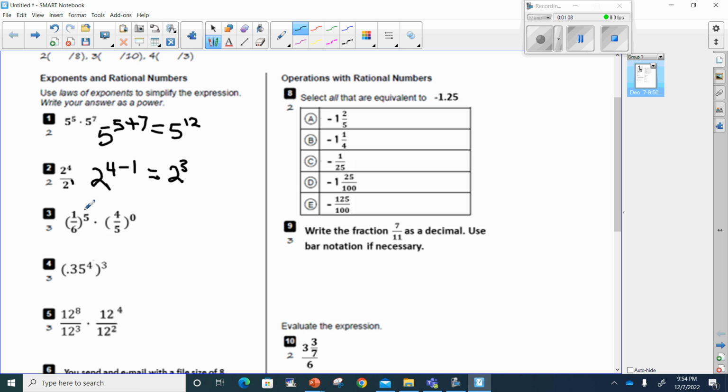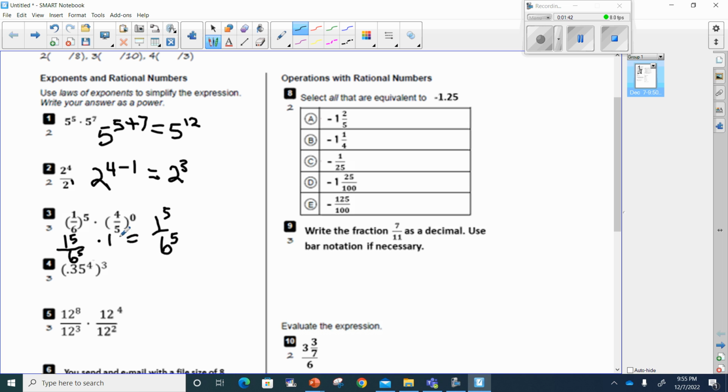All right, over here, we remember that anything to the 0 power is always 1. Okay, and anytime you have an exponent, it affects everything in it. So this is going to be 1 to the 5th power over 6 to the 5th power, times 1. Now, anything times 1 is itself, so my answer has to be 1 to the 5th power over 6 to the 5th power.